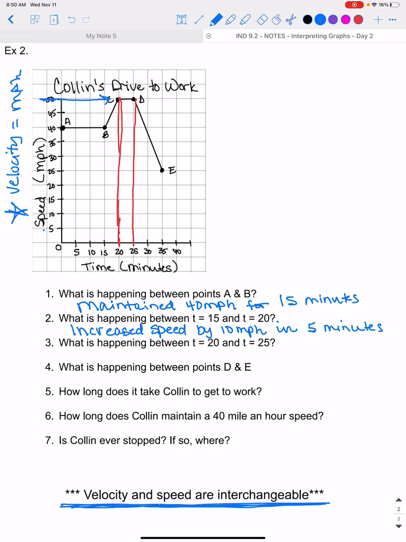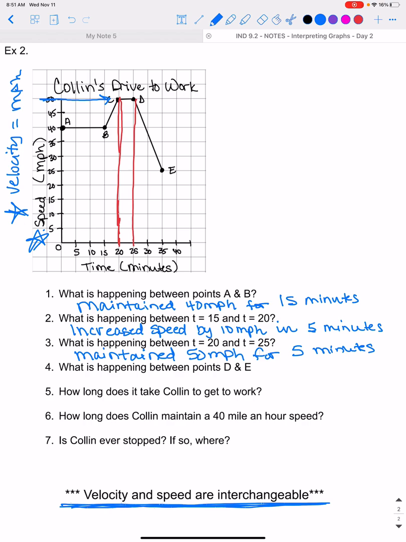Well, remember again, right? When speed is what we're talking about, 50 mile an hour speed from C to D. So again, he maintained 50 miles per hour, right? He set his cruise control. He maintained 50 miles an hour for how long? Well, 20 to 25 is 5 minutes. Okay, he set his cruise control and he stayed at the same speed, 50 miles an hour, for 5 minutes.